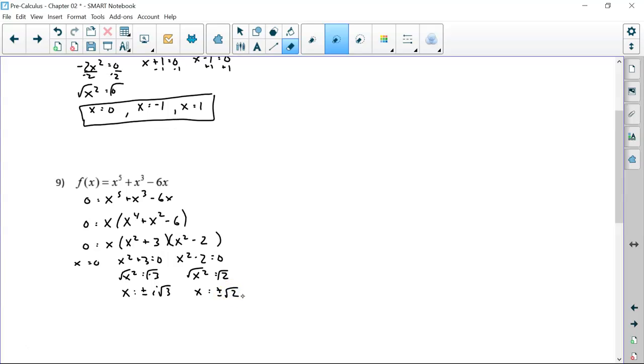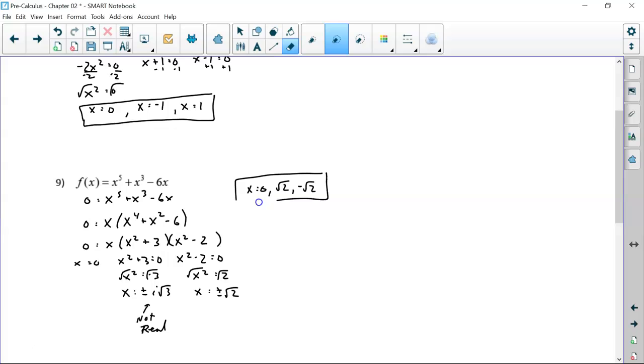Now, the directions said to only find the real zeros. That is not real, so we're not going to include it in our real zeros, since it's not a real solution. We're only going to look at our solutions as x equals 0, square root of 2, and negative square root of 2.